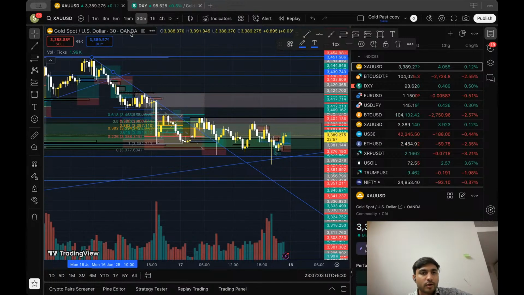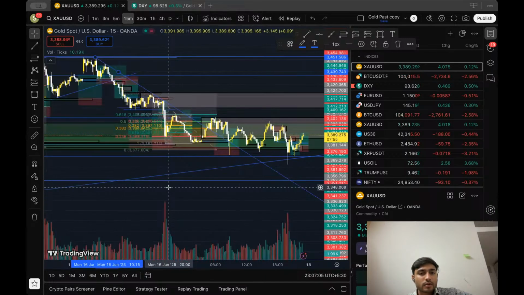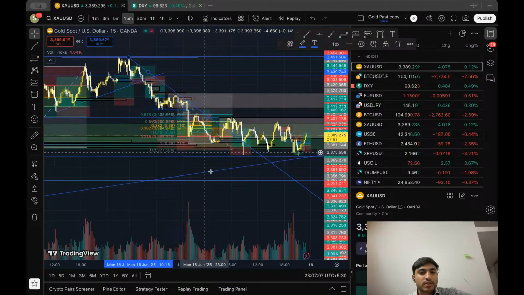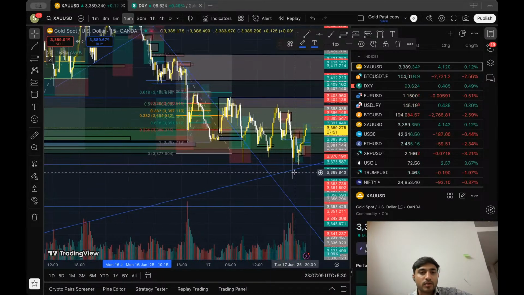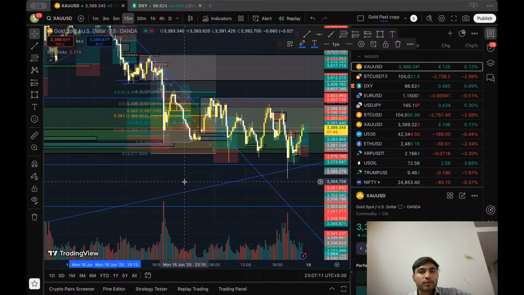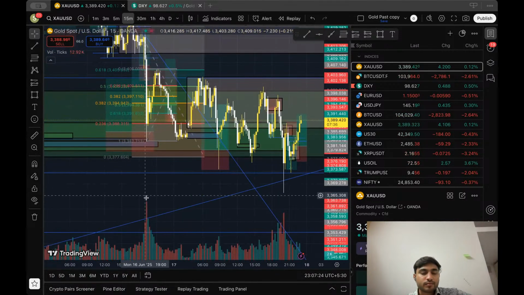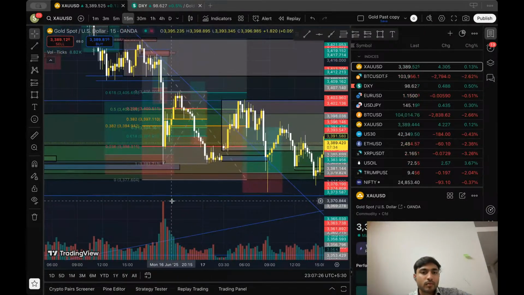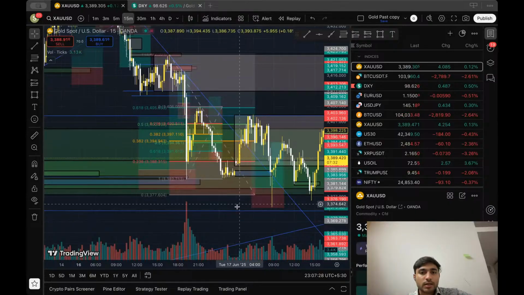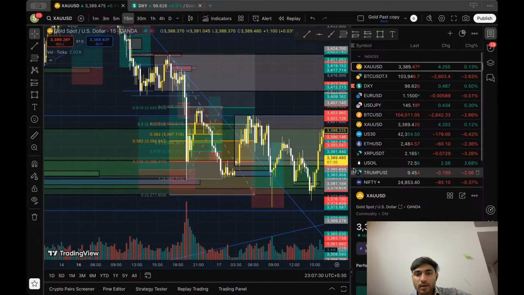In the 15 minute it could be a little bit clearer. Yes, this was the trend line that I was telling you about. Yesterday I also told you about Fibonacci. If you remember, Fibonacci manipulation, I told you that. See this Fibonacci manipulation. I told you yesterday. Let me take a clear chart.